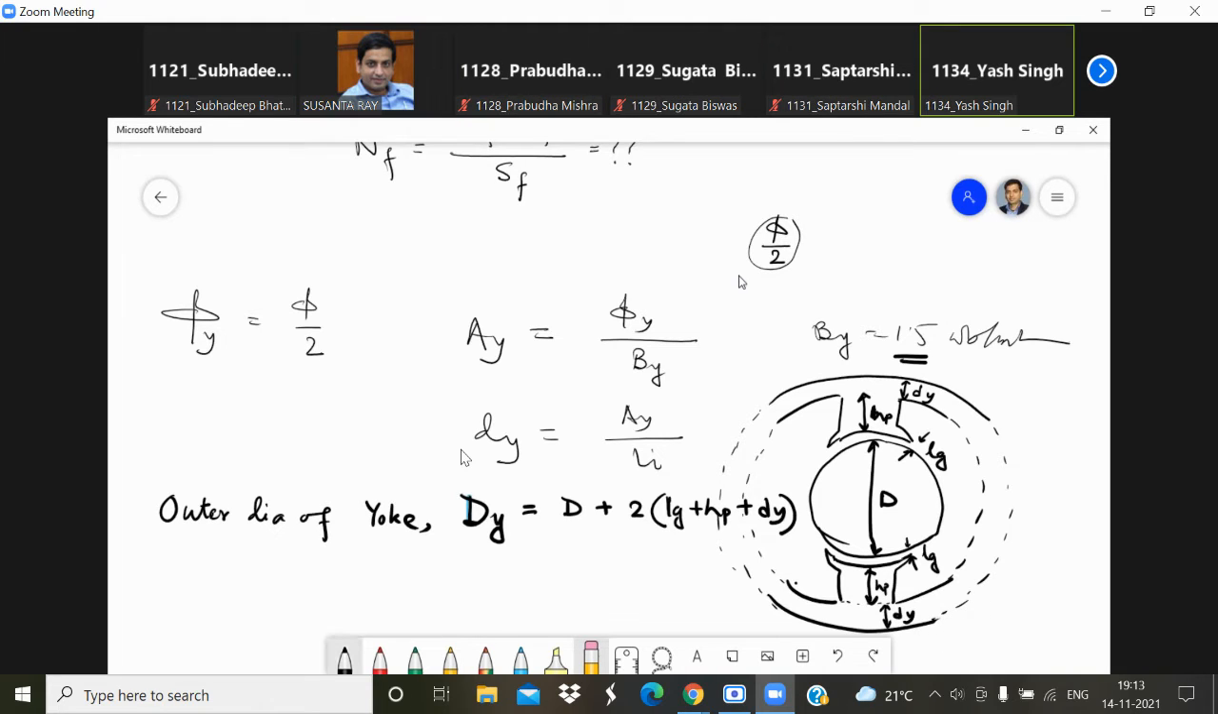Sir, for a 3 kilowatt machine, my outer diameter of yoke is coming as 420 millimeter.